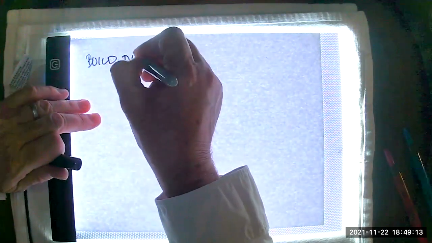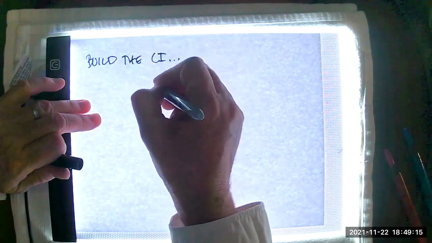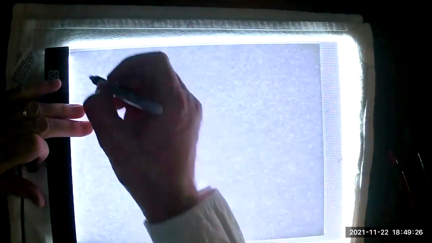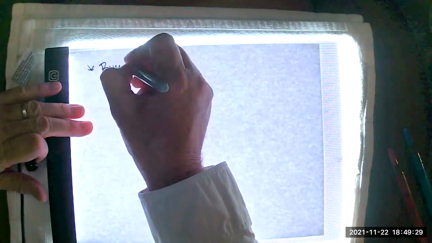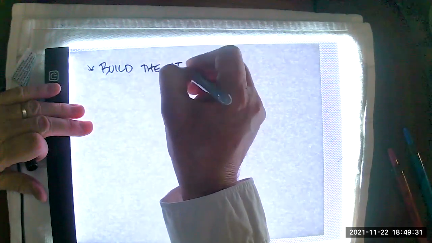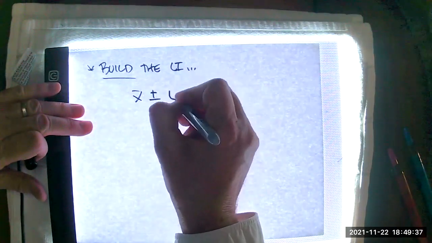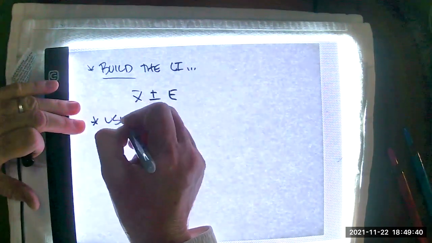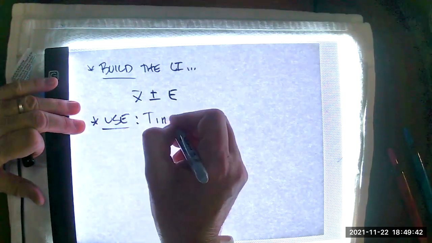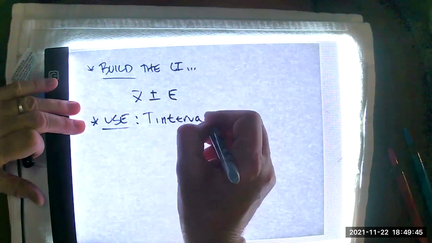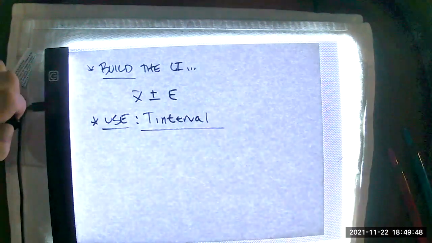You should be able to build or construct the confidence interval. That's the x bar. No, that's horrible. Penmanship. That can't stand. So build the confidence interval. That's the x bar plus or minus that margin of error. And we'll use the T interval tool on your calculator.